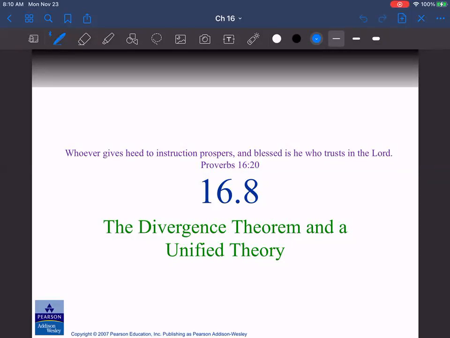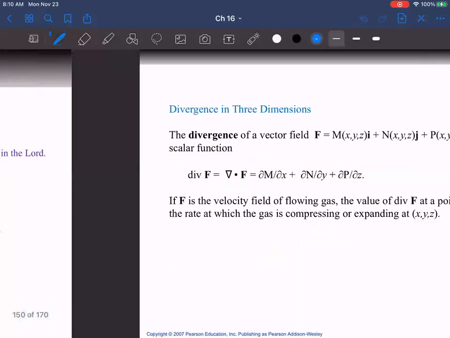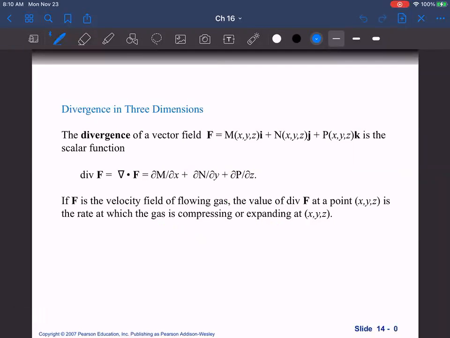All right, here we go, our very final section, section 16.8. We're going to pretty much just go through the divergence theorem here. So we've talked about this a little bit before, but the divergence is essentially when we do the dot product of our del operator onto a vector field, and that's our divergence.